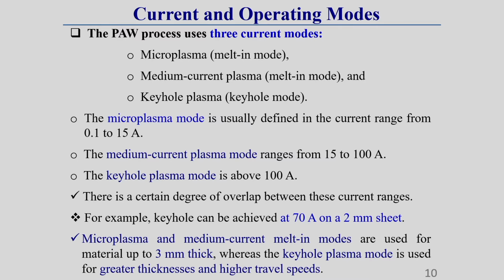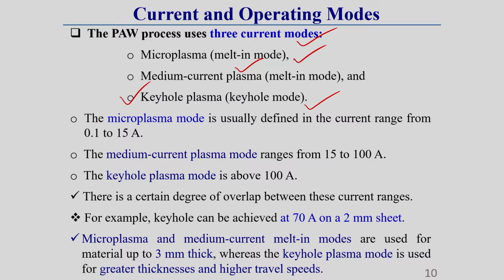Depending upon the current and operating mode, the plasma arc welding process can be categorized into three different current modes. One is called microplasma mode, another one is called medium current plasma, which is also a melt-in mode type of plasma arc welding process, and the third one is called keyhole plasma mode. So microplasma and medium current plasma both have melt-in mode phenomena, but in keyhole plasma you can observe a keyhole mode. It generally depends on the current variation that these categories of plasma arc welding techniques exist.